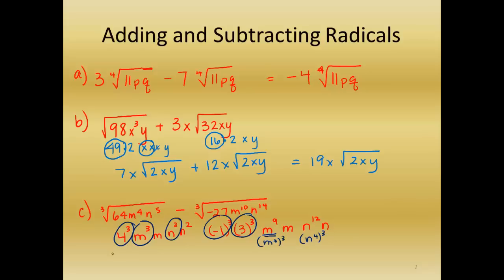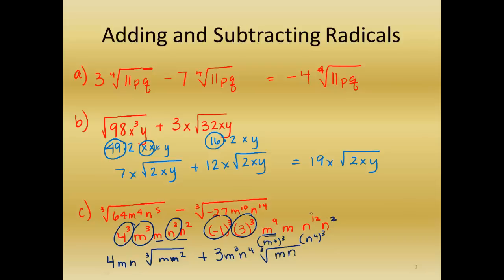So starting with the first one, I'm going to have a 4mn. Then I'm going to have a cube root of what's not perfect, and that's the m and the n. Okay, minus, over here I'm going to have a negative 3, which actually turns that to a positive 3, followed by m cubed and n to the fourth power, and that's because of my n to the fourth is what is actually being cubed. What remains inside the radical is the m and the n.